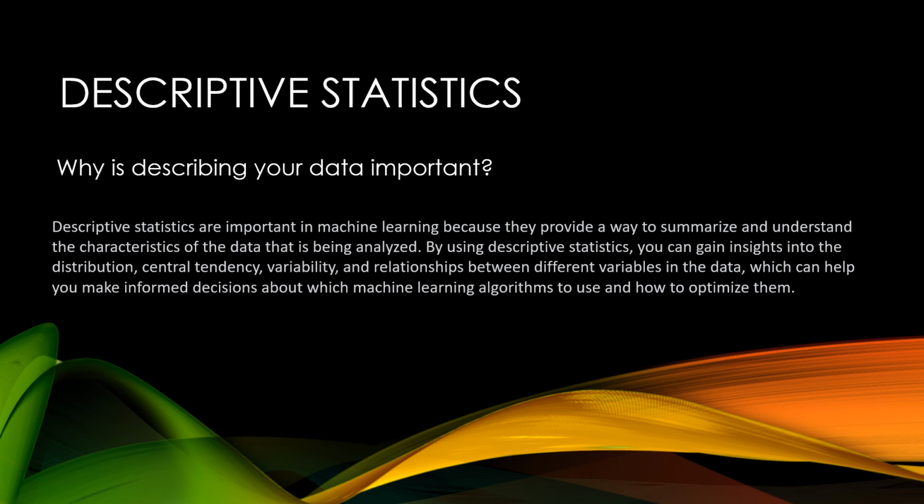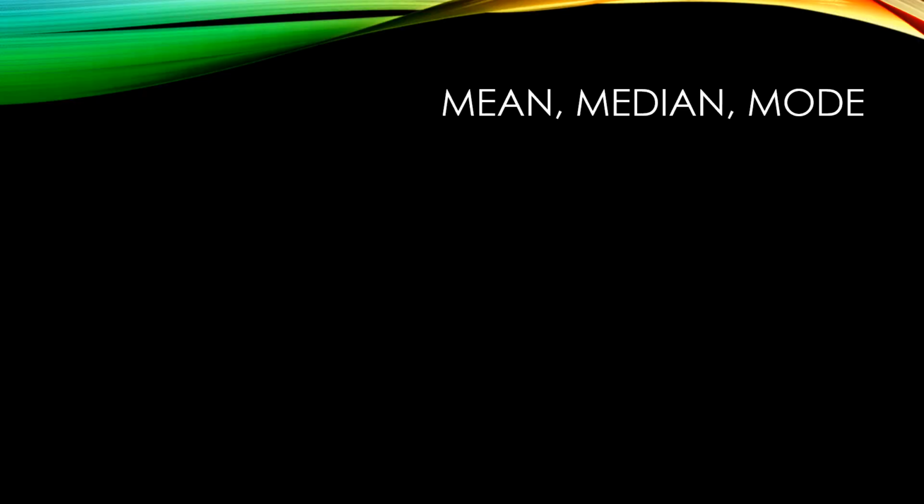By using descriptive statistics, you can gain insights into the distribution, the central tendency of the data, and the variability and relationships between the different variables in your data, which can help you make more informed decisions about which machine learning algorithm you should use, and how you could optimize those machine learning algorithms. Now let's take a look at the first 3 basic ones, which most people are already familiar with, but we will skim over these real quick.